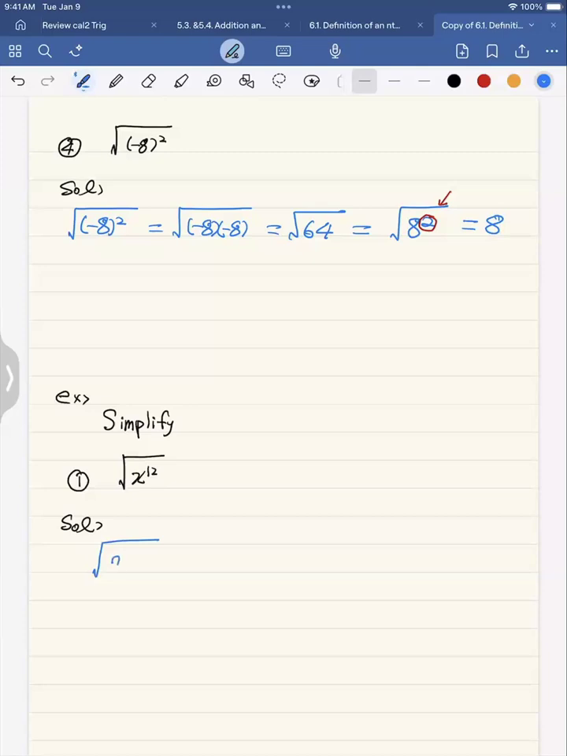The next problem is square root of x to the 12th power. a to the m power to the n power is a to the m times n power. So we can rewrite that as x to the 6 times 2, to the second power. Then what we notice here is the squared and the square root can cancel each other, and we have x to the sixth power.